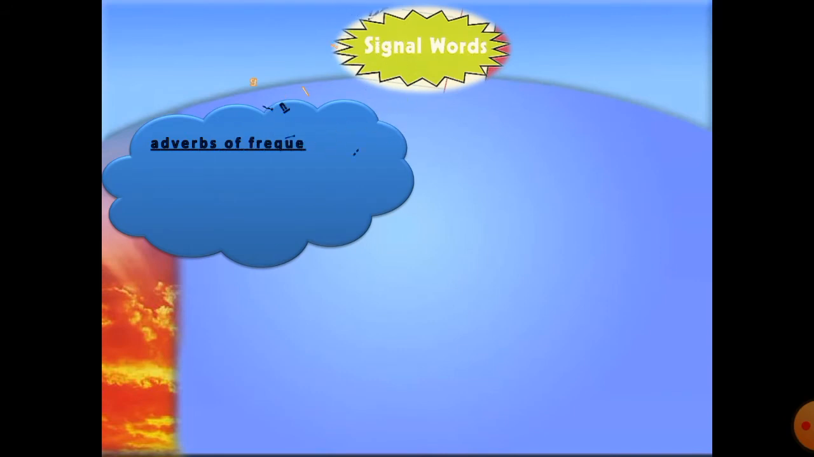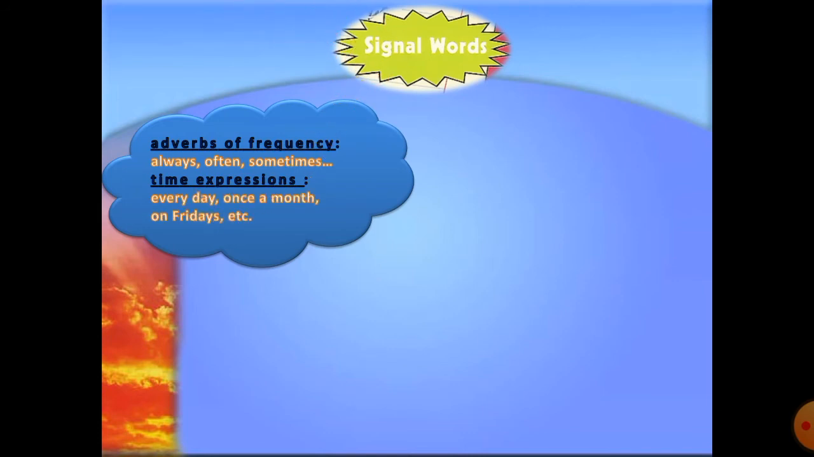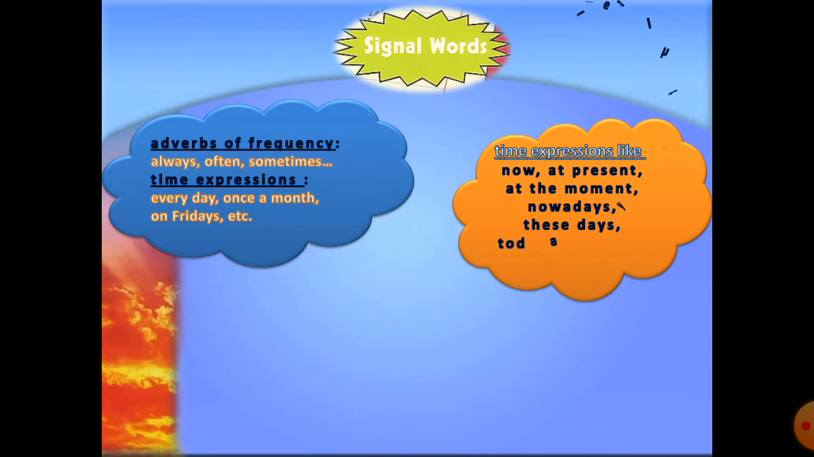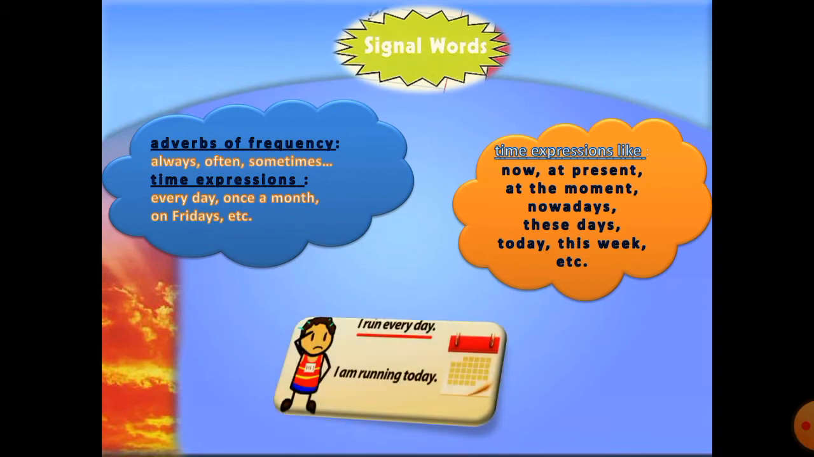So for the present simple, we use it with adverbs of frequency. We've studied this before. And with some time expressions, for example, every day, every night, every morning, every afternoon, once a week, once a month, on Fridays. For the present continuous, we have some time expressions here like now, at present, at the moment, nowadays, these days, today, this week, this weekend, etc. For example, I run every day, but I'm running today.